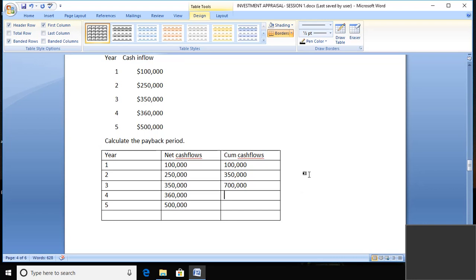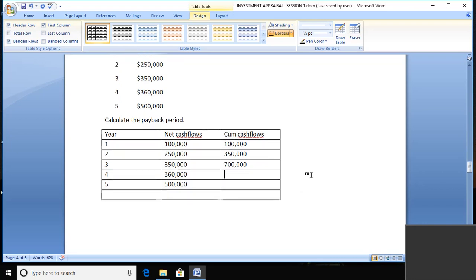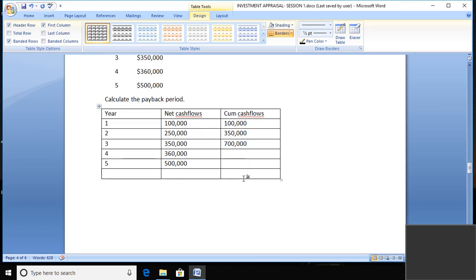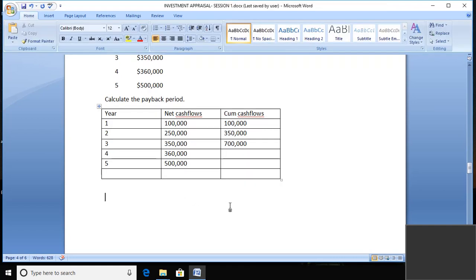Now, if you add the fourth year's cash flow, you will discover that you go beyond the 1 million required. We just want 1 million. So the project will pay back before year four finishes. How can we convert that into actual years and months? We have established from the table that the project will go beyond 3 years. So we have 3 years, but how many months?